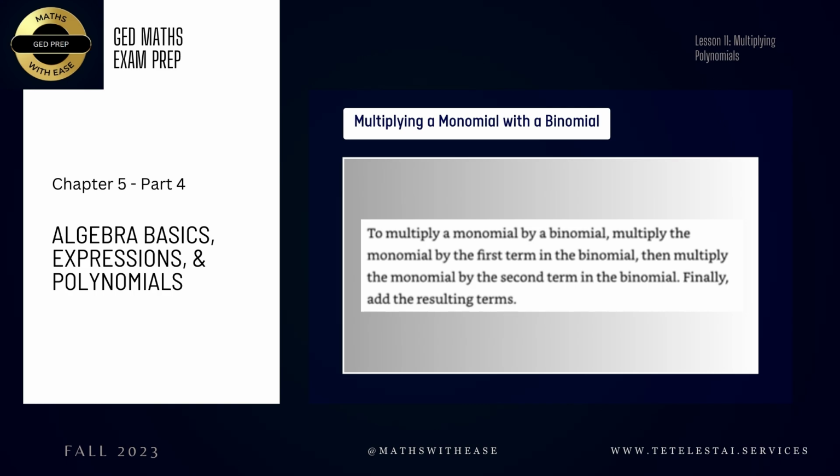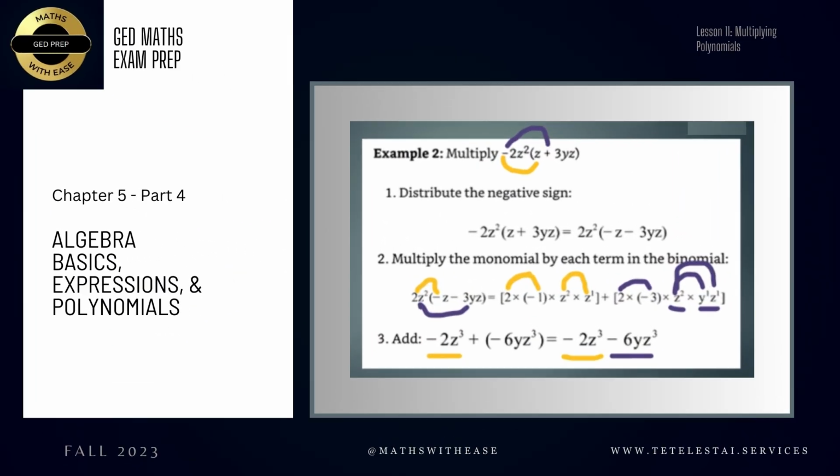When you multiply a monomial by a binomial, make sure that you multiply the monomial by the first term in the binomial, then multiply the monomial by the second term in the binomial, and then finally add the resulting terms. And that'll make sense in the next example. So here is our example of multiplying a monomial, in this case, a one-term polynomial, so negative 2z squared. And here's our binomial z plus 3yz.